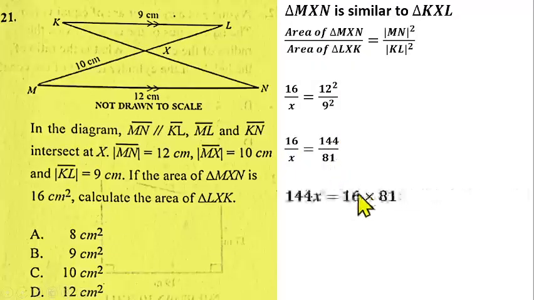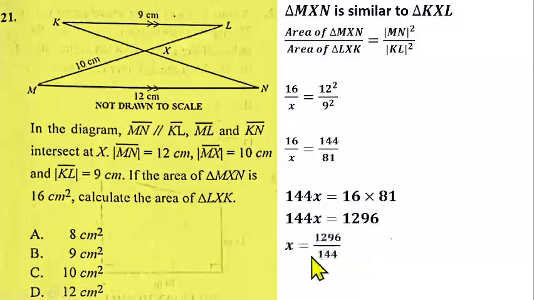Cross multiply. We have X times 144 gives us 144X is equal to 16 times 81. That will give us 144X equals 1296. Divide both sides by 144, that will give us 1296 over 144. Then X will be 9 centimeters squared, which is option B for question number 21.